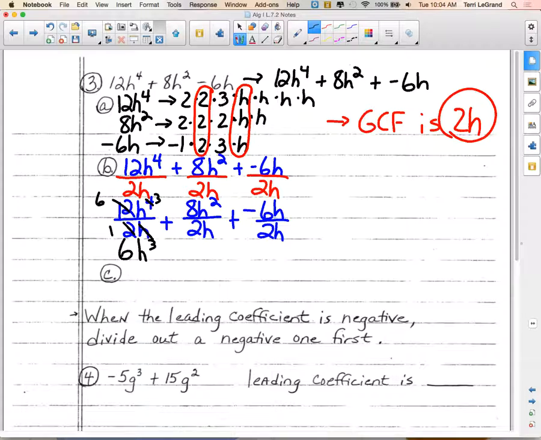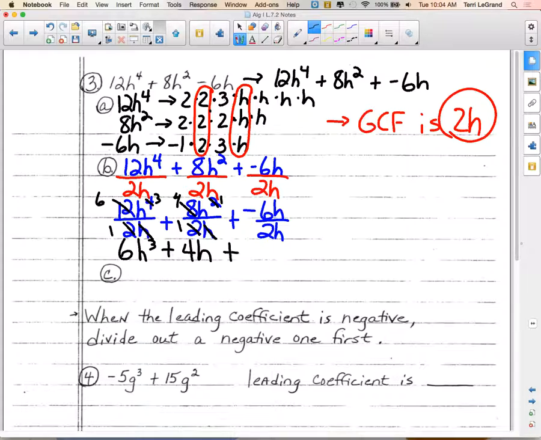6h cubed. 2 times 3 is 6. H times h times h. Plus 2 goes into itself once, into 8 how many times? 4. This h cancels with one of those h's. What do we have? 4h. 2 times 2 times h. Oh, that's 4h, isn't it?